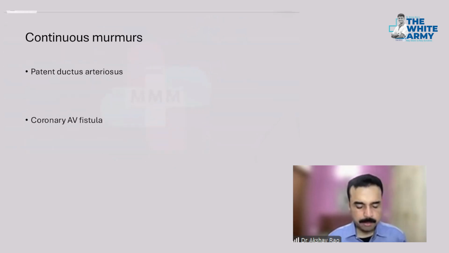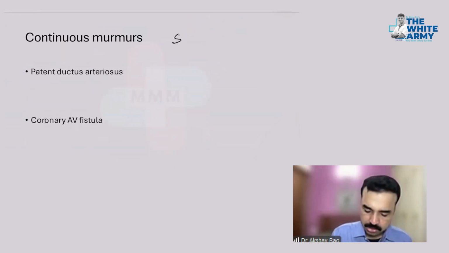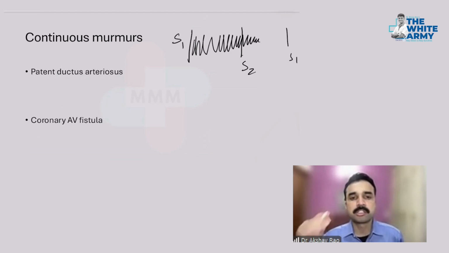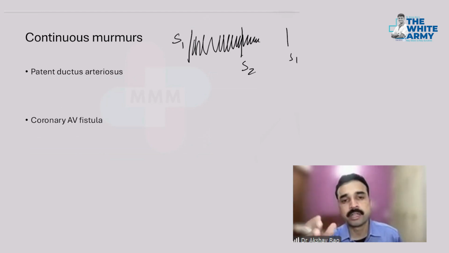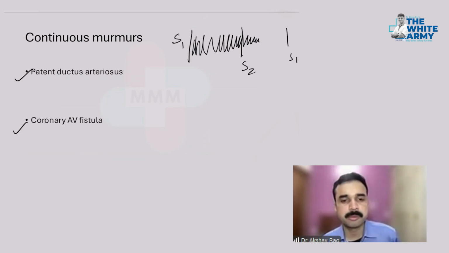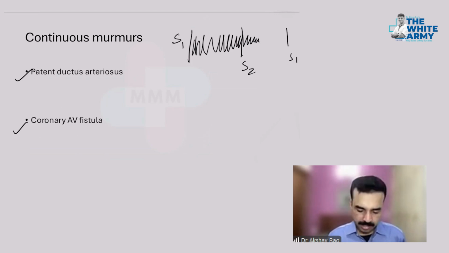Okay, just a word for completion's sake on continuous murmurs. Continuous murmurs start off in systole, last throughout the systole, and then cross S2 into a part of the diastole. It need not be throughout the diastole, but at least at the beginning of the diastole, it will be there. That's called a continuous murmur. The causes are patent ductus arteriosus, called Gibson's murmur, machinery murmur, continuous murmur. Rarely, a coronary AV fistula can also produce a continuous murmur.